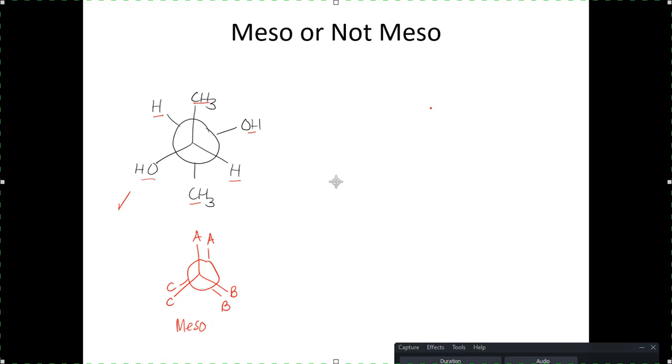Okay, so let's choose one of the carbons to keep in the same orientation. I'll choose the front carbon.